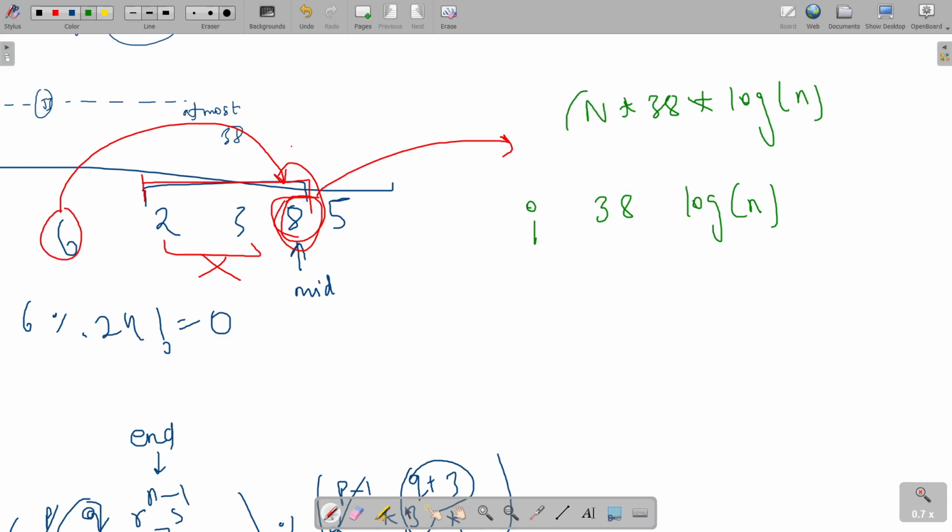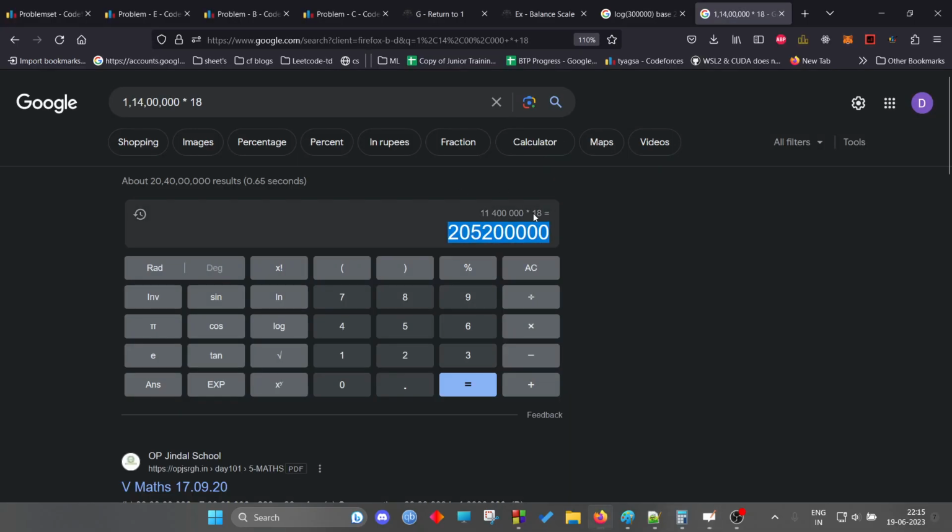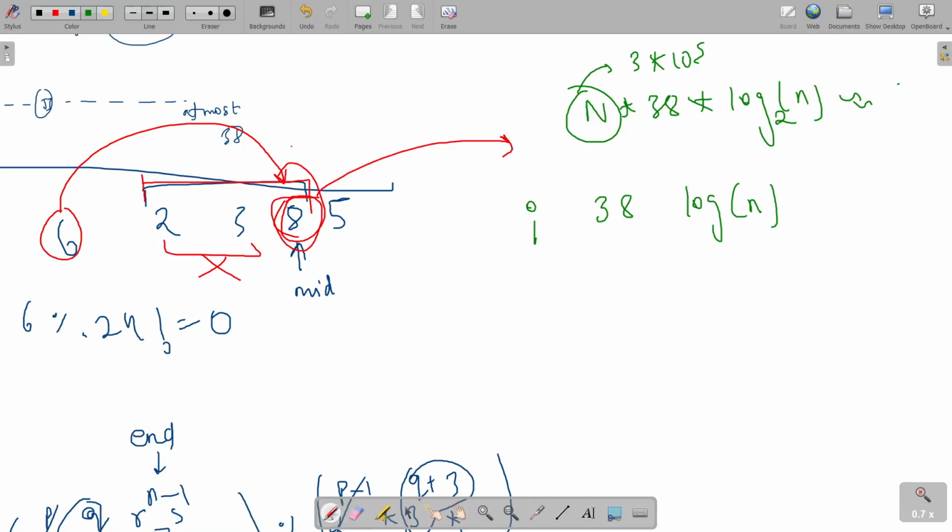Because n is like 3 into 10 to the power 5, and this log n is around 18, and then this is how much it is. So it is 2 into 10 to the power 8. 1 2 3 4 5 6 7 8. Okay, so this is around 2 into 10 to the power 8 computations, and around 5 into 10 to the power 8 computations is a safe bet for 1 second.